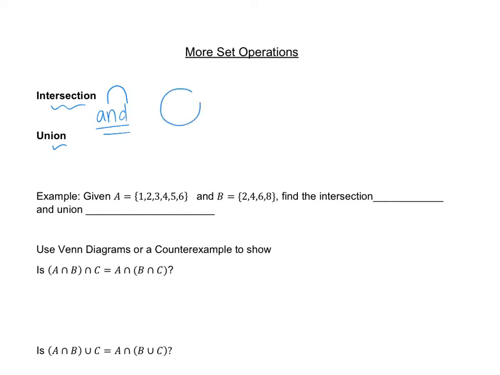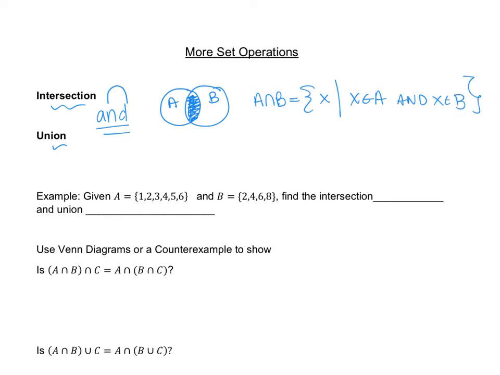Picture-wise, if I'm going to say, okay, here is set A and here is set B, where they overlap, I'll call that like the "and" part, that's the intersection. So A intersected with B is all of those things that have to be in A, they have to be an element of A, and an element of B at the same time.